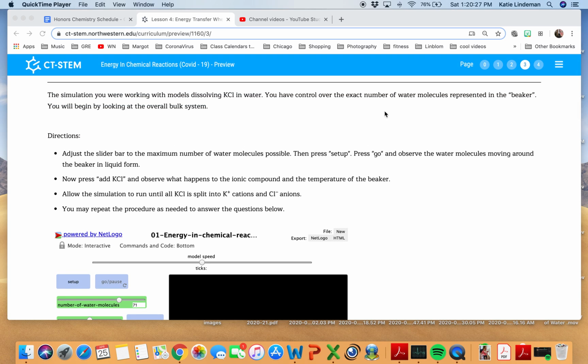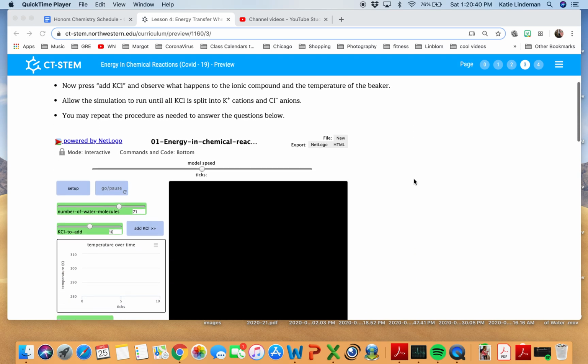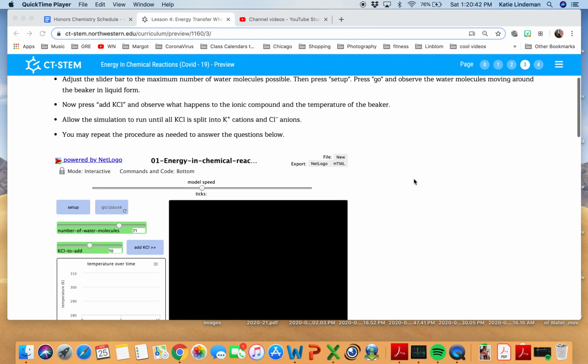Okay, so the fact that we have water molecules in a beaker tells us that, from the previous page, our answer should have been that water is in liquid form. So if you did not put that it was in liquid form, please make sure to go back and change that. And that's important as we're thinking this through.